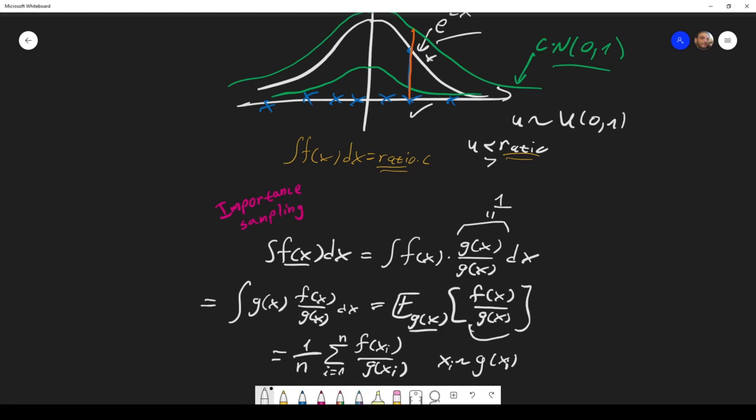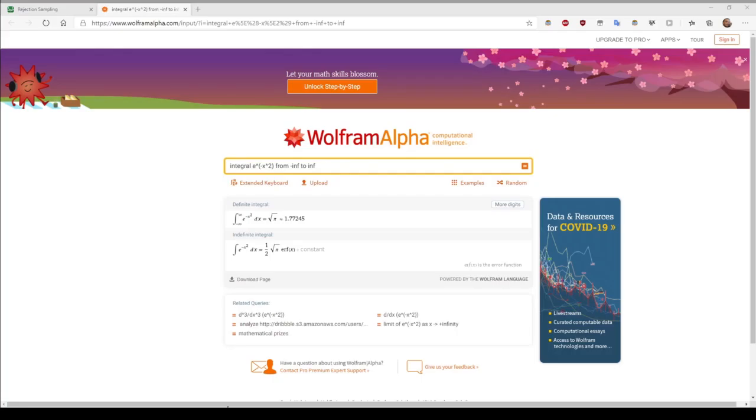Okay, so this is pretty neat. We look for an integral, and in the end, all we have to do is calculate an average, which is quite cool. Now I want to switch to Wolfram Alpha to see what is the exact value of this integral. We can see that the exact value is the square root of pi, which is 1.77.